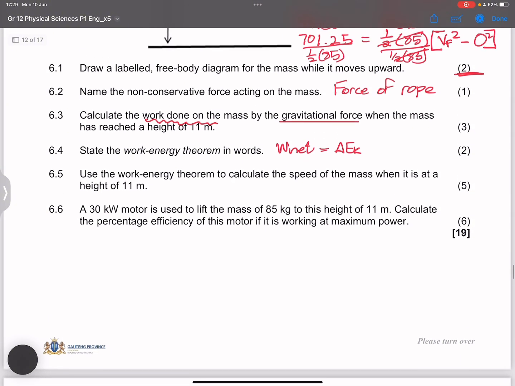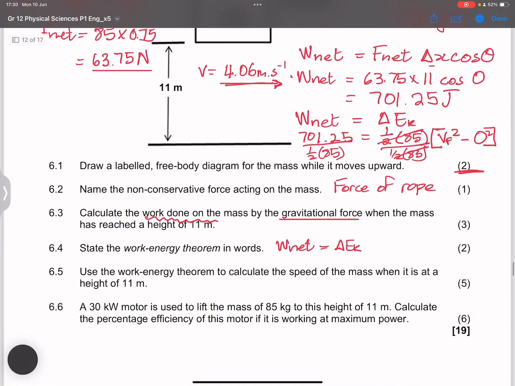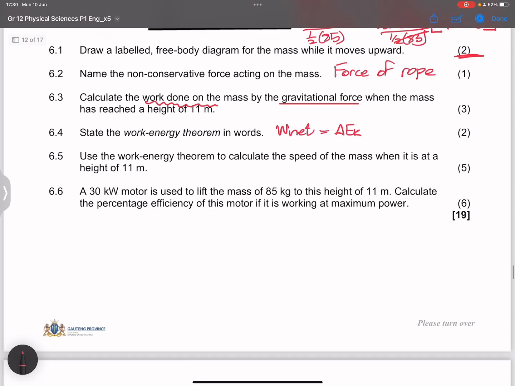Now we go on to the next question. They say a 30 kilowatt motor is used to lift a mass of 85 kilograms to a height of 11 meters. So now we are not using manual power or energy, we're using a motor. They say calculate the percentage efficiency of this motor if it is working at maximum power. Now note, what we can do is to calculate the power that would be exerted by a force that would lift this guy upwards. We did calculate that force at some point.